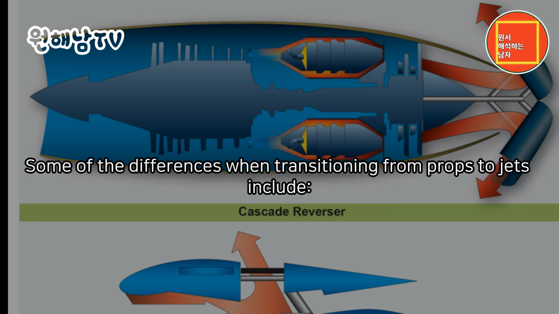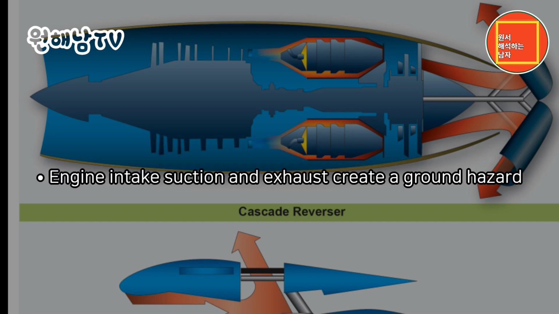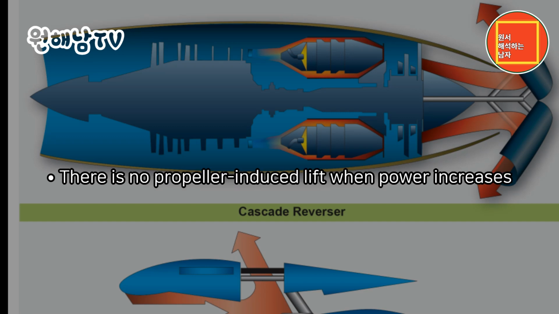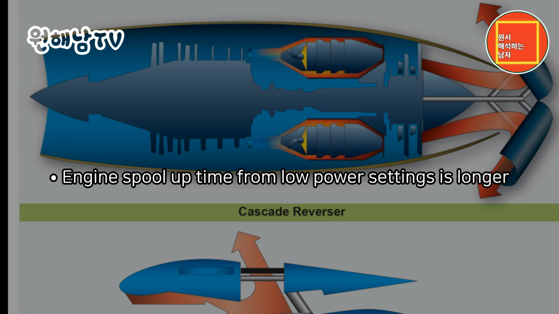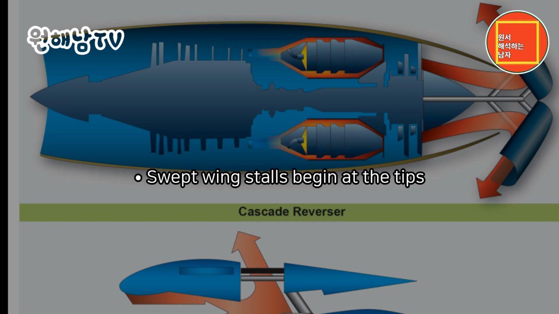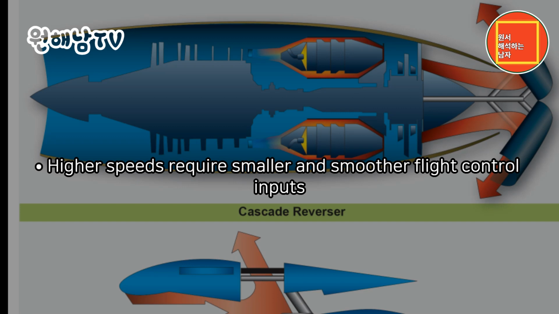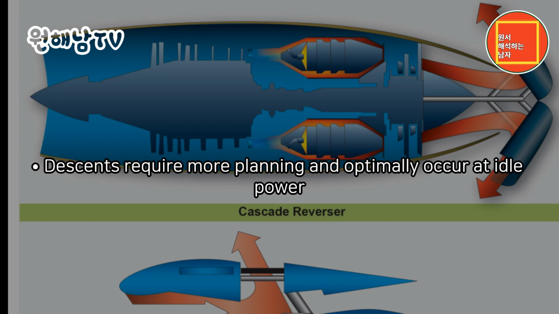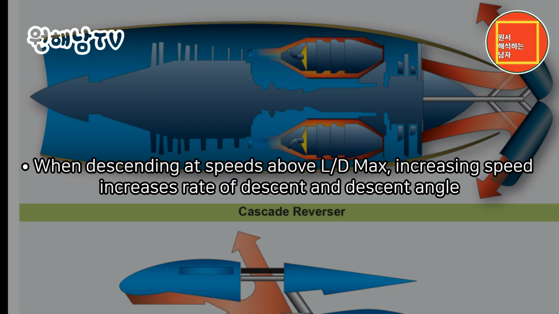Chapter Summary. Some of the differences when transitioning from props to jets include: engine intake suction and exhaust create a ground hazard. There is no propeller-induced lift when power increases. Engine spool-up time from low power settings is longer. Swept wing stalls begin at the tips. Higher speeds require smaller and smoother flight control inputs. Descents require more planning and optimally occur at idle power. When descending at speeds above L/D max, increasing speed increases rate of descent and descent angle.